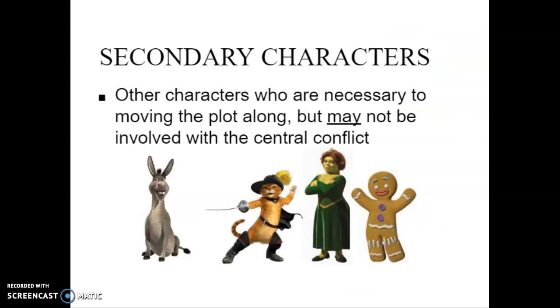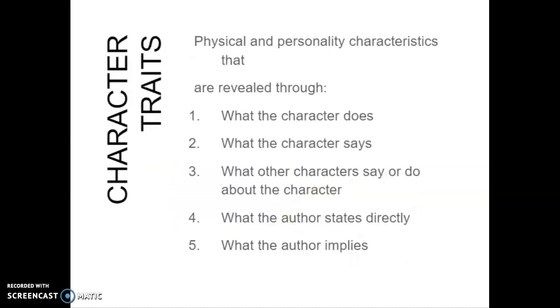Secondary characters are other characters who are necessary to move the plot along, but they may not be involved in the central conflict. And often secondary characters aren't going to be super dynamic. They're not going to change a lot throughout the story. Just a quick note on characterization and character traits. Physical and personality characteristics are revealed through what the character does, what the character says, what other characters say or do about the character, what the author directly states, and what the author implies.